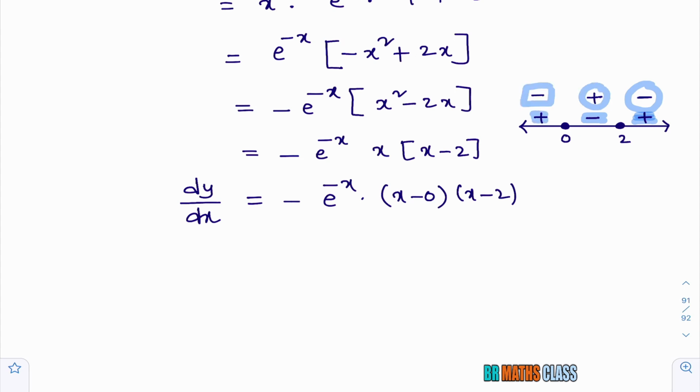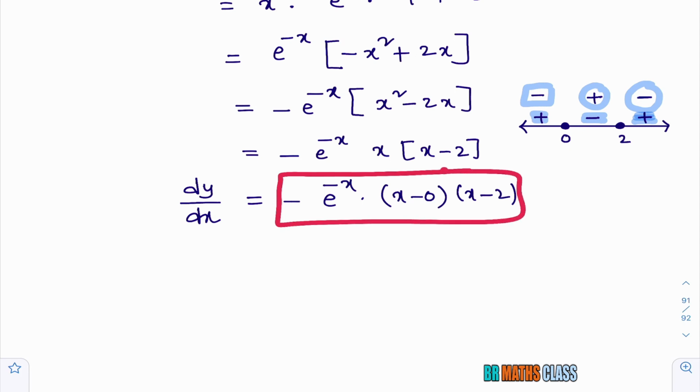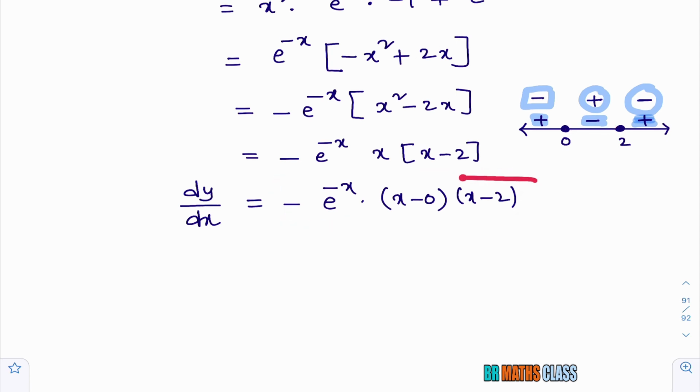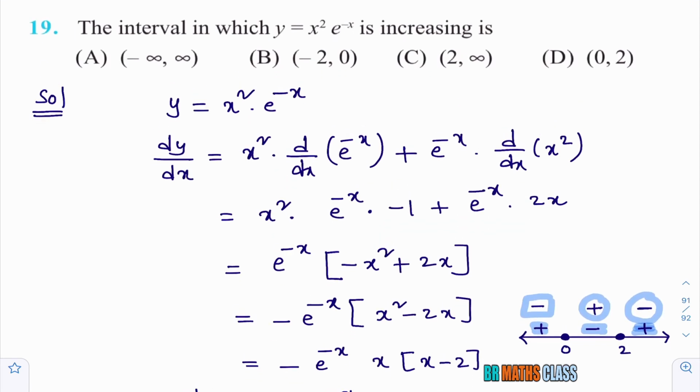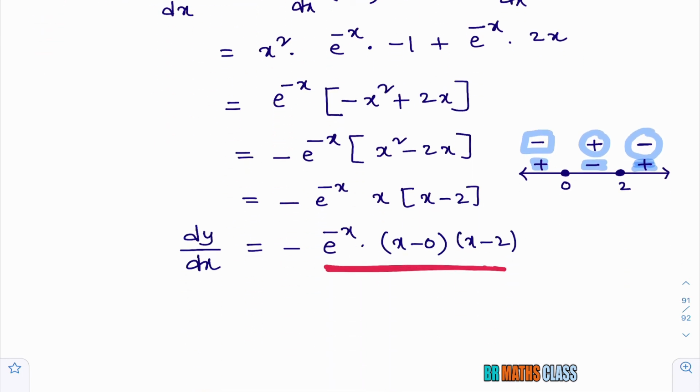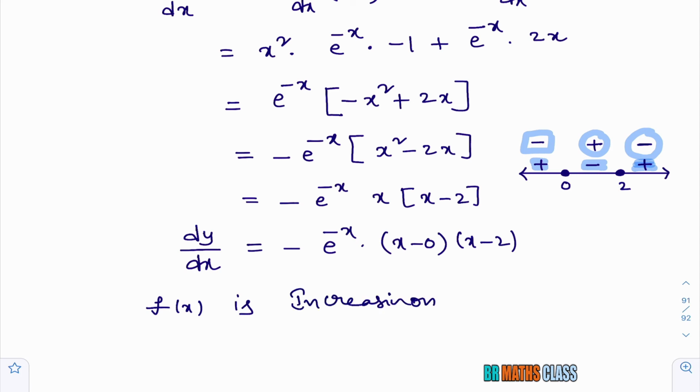What I am trying to say is that this expression is clearly positive. Now, this whole expression is positive when x is in this interval, the open interval 0, 2. When I put x equal to 0, you can observe this whole thing will become 0. When I put x equal to 2, then also this whole thing will become 0. In what interval is this function increasing, they are asking. That means dy by dx is greater than or equal to 0. So here I can write that f of x is an increasing function, increasing on the closed interval 0, 2.